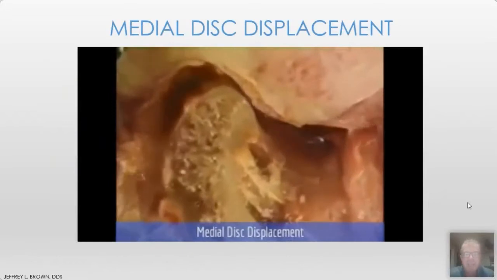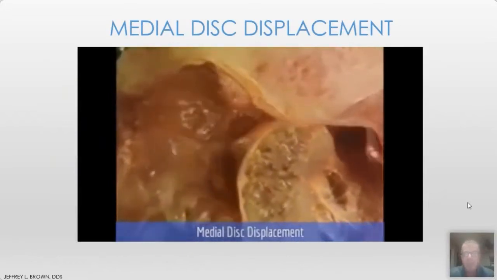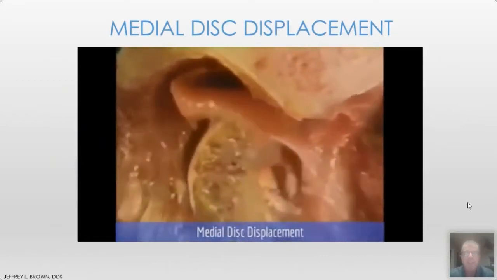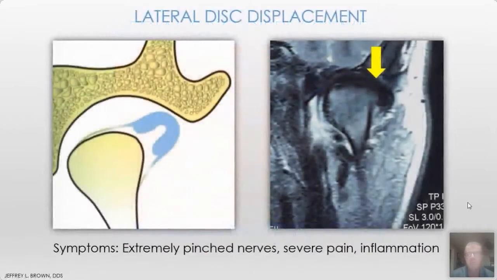Now here's the bane of my existence. There's the medially slipped disc. That disc dropped in to the inside of the condyle. It did come back up, it reduced, and that dropped back inside. Now this is what we call lateral displacement. Again, pinched nerves, pain, inflammation. Again, the little dark areas, blood vessels, nerves, all sorts of stuff being pinched from a slipped disc.